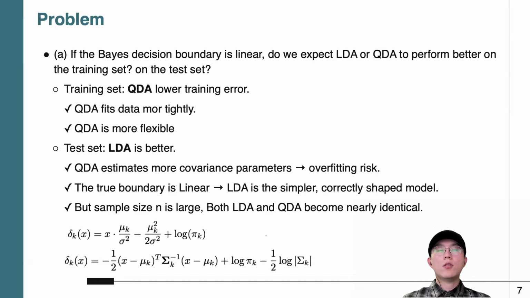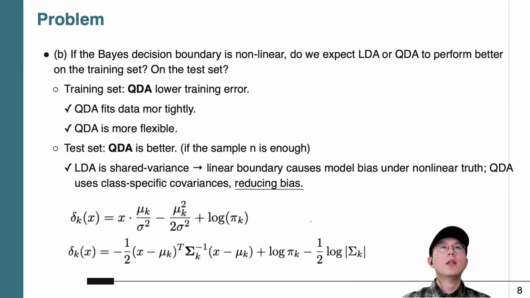And in addition, when sample n is infinite, both QDA and LDA are equal because of Bayes rule. So LDA is typically better. So next slide.